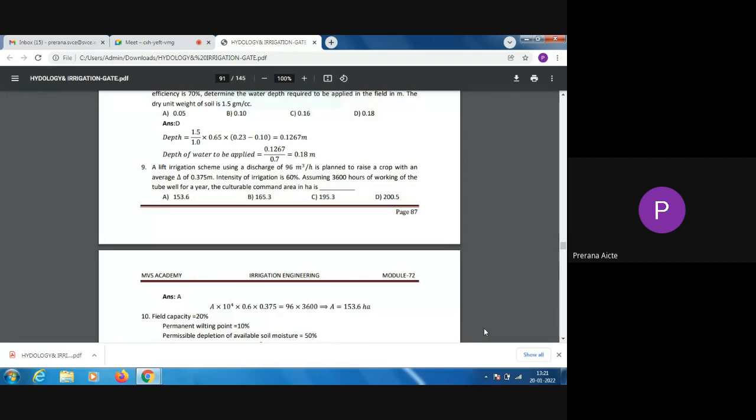Here, A in hectares into 10 power 4 square meter, into 0.6, 60%. Area 60% is cultivable, right? Intensity of irrigation into 0.7 means delta, total depth. So area into depth will give the volume. 60% means 0.6 only, intensity of irrigation. That will equal 96 meter per hour into 3600. Assume 3600 hours of working. So 96 meter per hour discharge, total is 3600 hours. So you are supposed to get A directly.